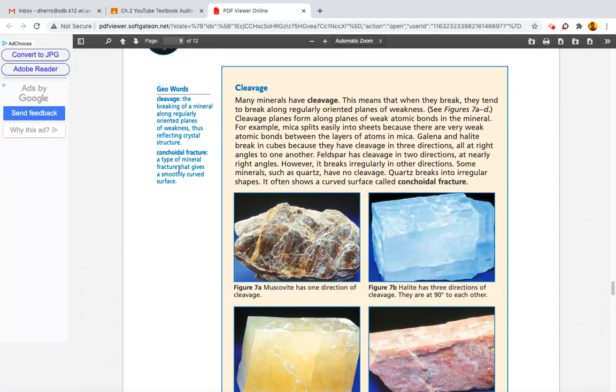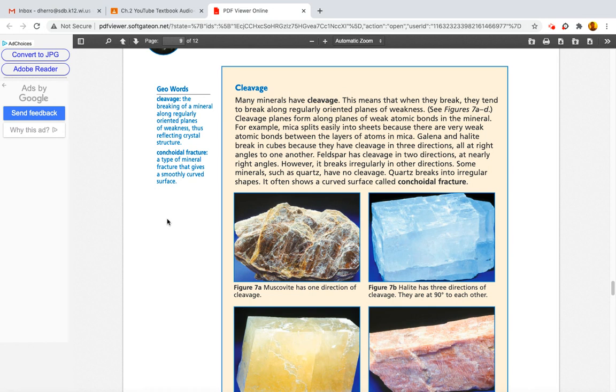Cleavage. Many minerals have cleavage. This means that when they break, they tend to break along regularly oriented planes of weakness. Cleavage planes form along planes of weak atomic bonds in the mineral. For example, mica splits easily into sheets because there are very weak atomic bonds between the layers of atoms in mica. Galena and halite break in cubes because they have cleavage in 3 directions, all at right angles to one another.